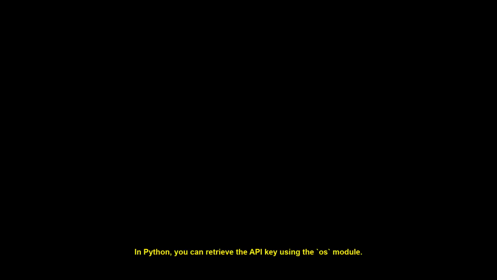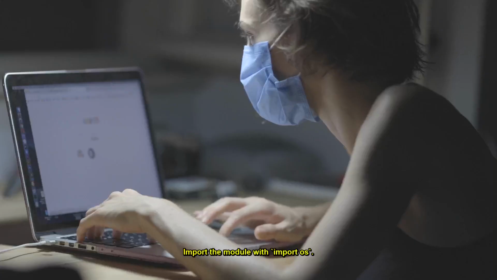After setting your environment variable, you can access it in your code. In Python, you can retrieve the API key using the os module. Import the module with import os. Then, use os.getenv OPENAI_API_KEY to access your key.